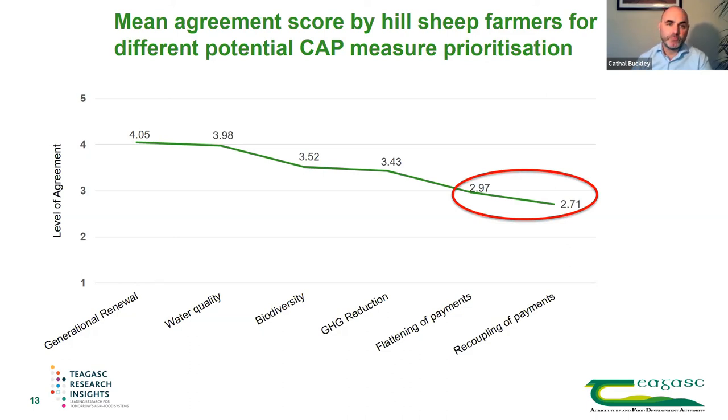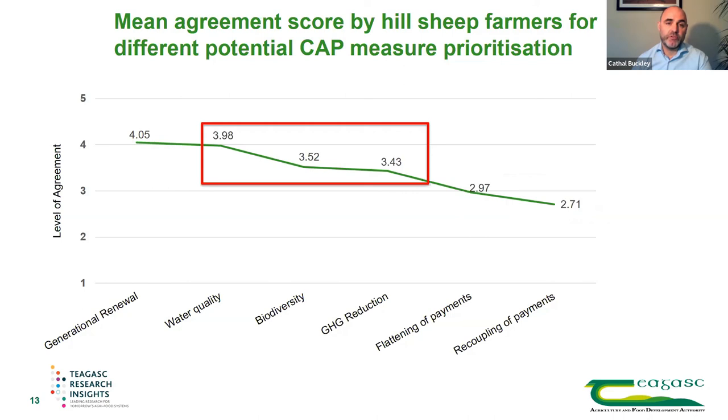I suppose what I'd like to concentrate on is the middle three: water quality, biodiversity, and greenhouse gases. After generational renewal, these three come up the strongest, which is a sign that farmers realize the importance of providing these environmental public goods. Water quality came out the strongest, and I can hypothesize that this is because the water quality outcomes can be realized locally, and the same is true of biodiversity to an extent. And people might be surprised that greenhouse gases came out third of the three. But if you think about it, the biodiversity and water quality outcomes can be realized more locally, whereas greenhouse gases is more of a global benefit as opposed to a local benefit.